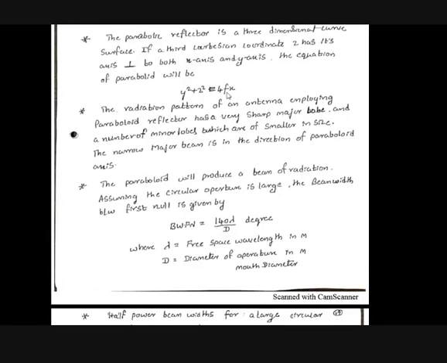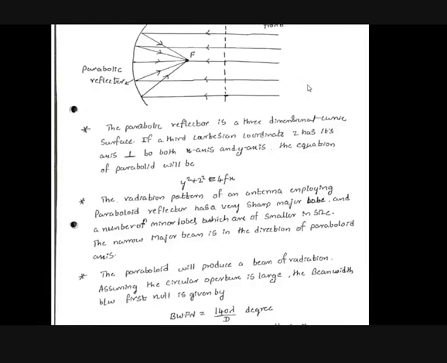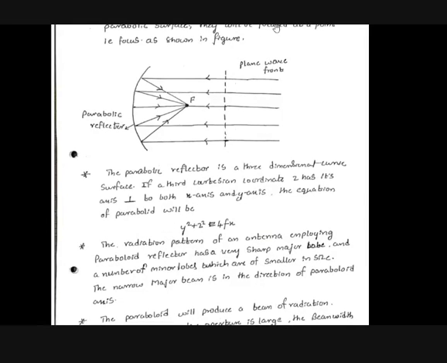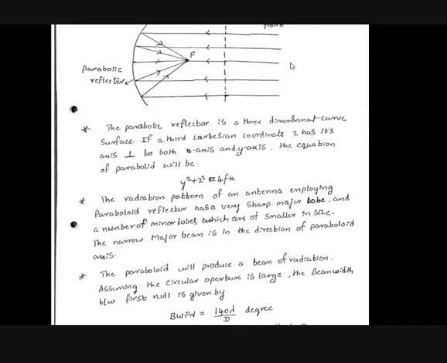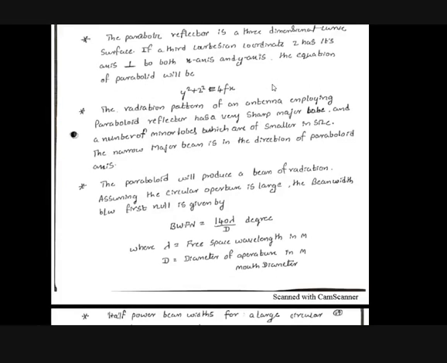Now, the radiation pattern of an antenna employing the parabolic reflector has a very sharp major lobe, if the rays incident on this parabolic reflector are parallel to each other, and a number of minor lobes which are smaller in size. Then the narrow major beam is in the direction of the paraboloid axis. Whatever the beam will be, it will be in this direction. The narrow major beam will be in the direction of the parabolic axis. Now the paraboloid will produce a beam of radiation.